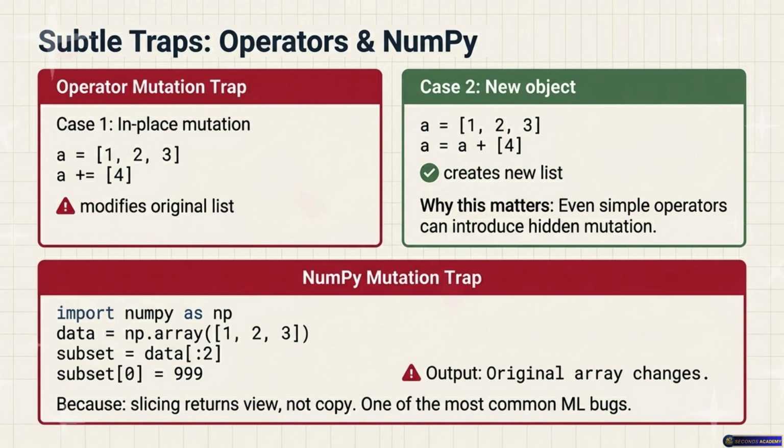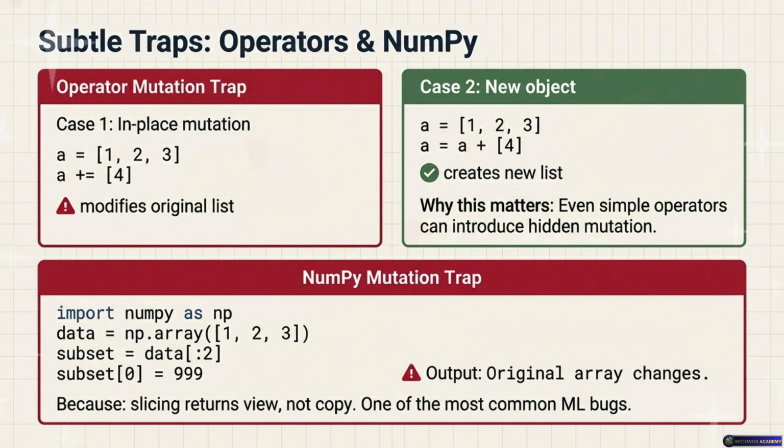How so? When you use the plus equals operator on a list, Python invokes a hidden method called __iadd__, which stands for in-place addition. It directly modifies the existing memory block. So if there are other sticky notes, other variables pointing to that same list, they will all see the change. Exactly. It's a silent mutation.